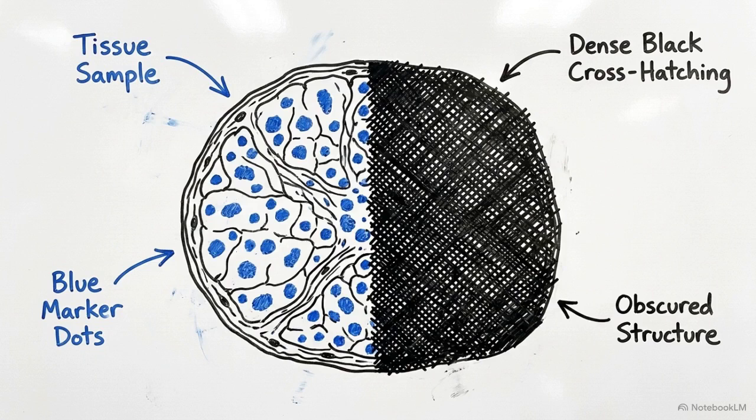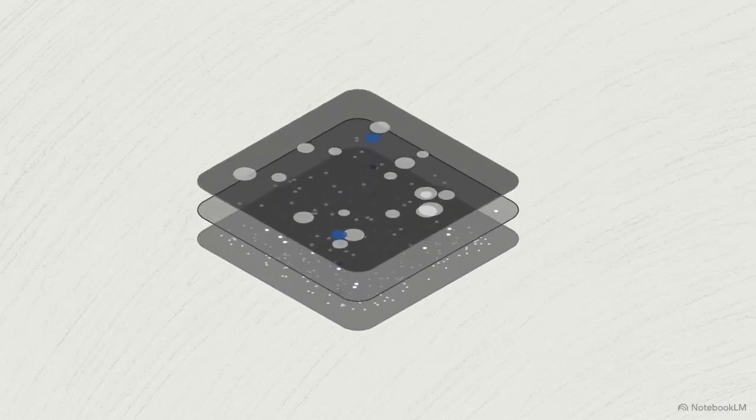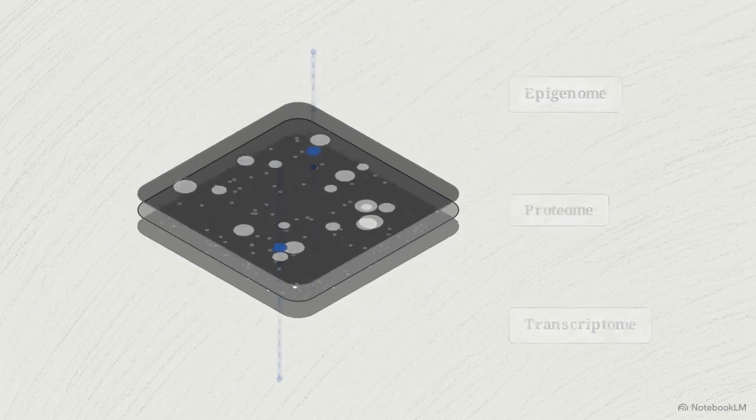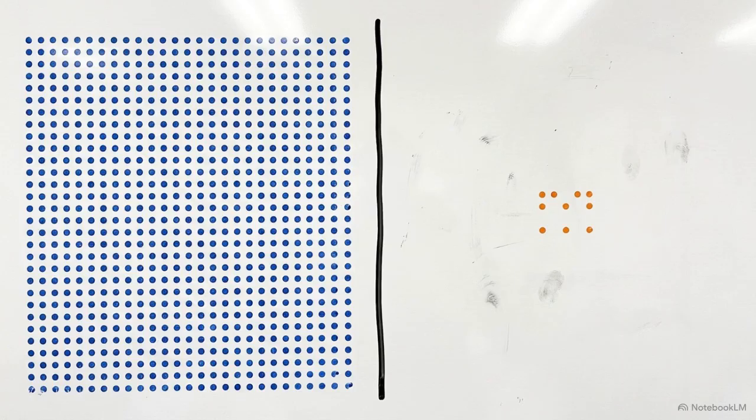If we only look at a tissue slice through the lens of RNA expression, or only through protein markers, we end up with blind spots. Biological systems operate across multiple molecular layers, so analyzing them one at a time limits our understanding of the tissue's true architecture. The problem with combining these datasets is the scale mismatch.